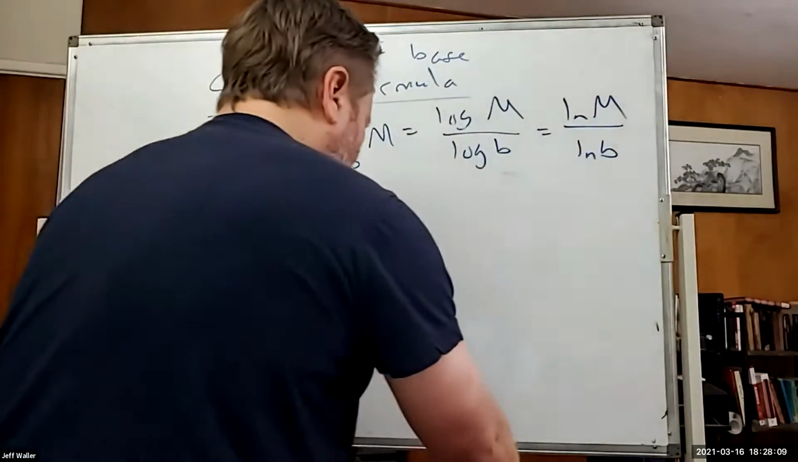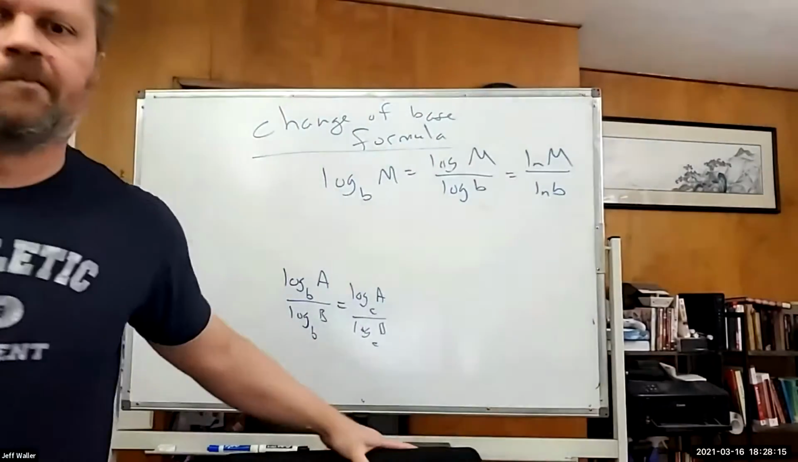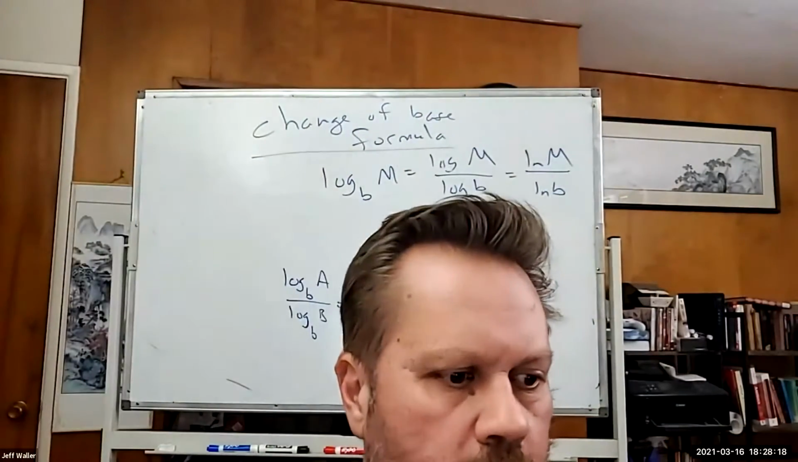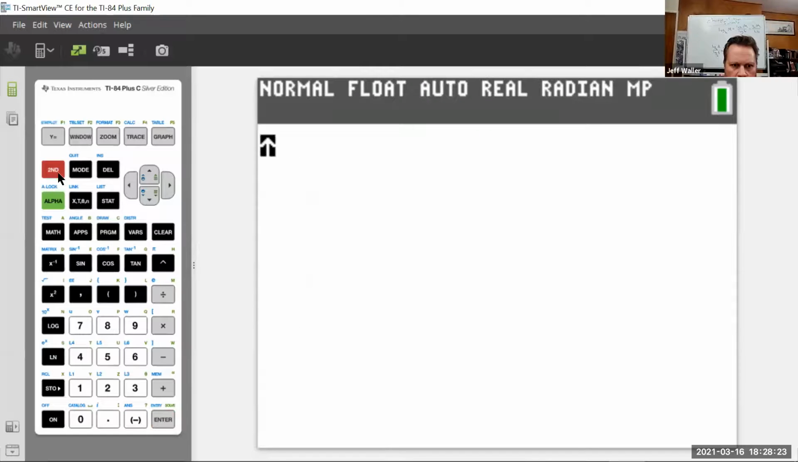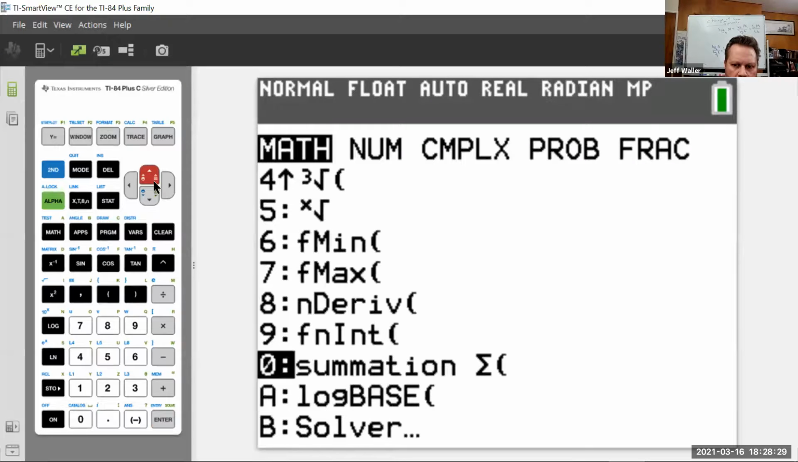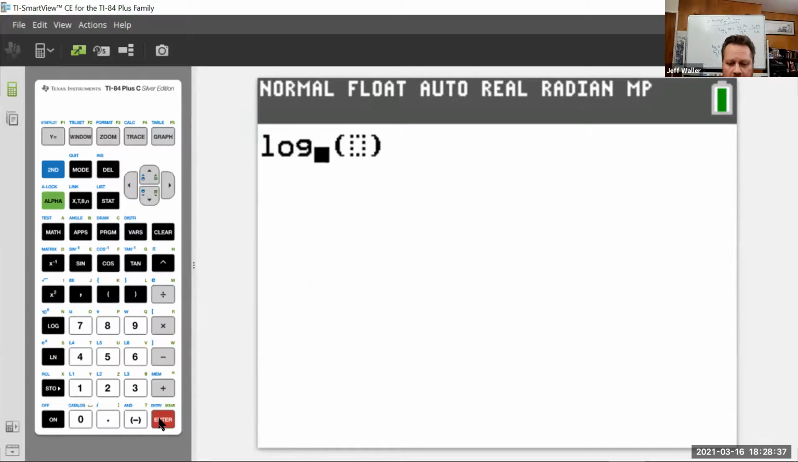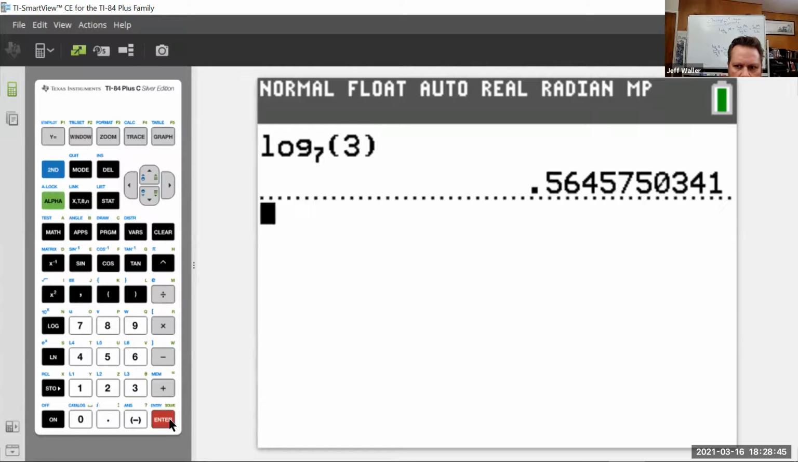Now, there is a function under the math button. Let me show you. If I go to math, and scroll down or up a little bit, there it is, log base. Now, I'll be honest, I don't think I've ever used this. If I do log base 7 of 3, that's what we got earlier, right? 0.56 stuff. Okay, I like it.